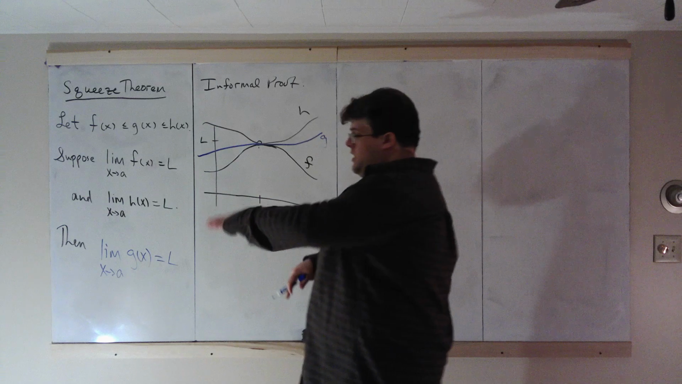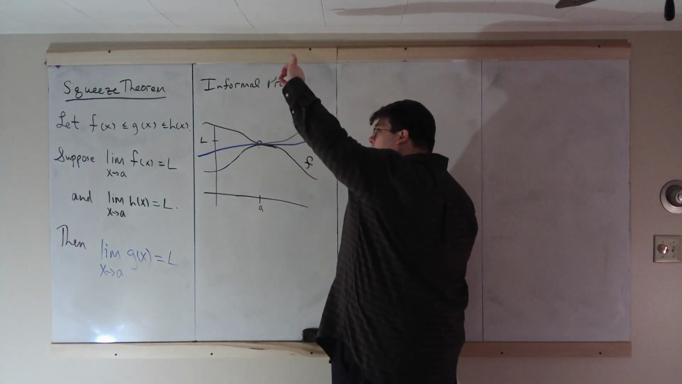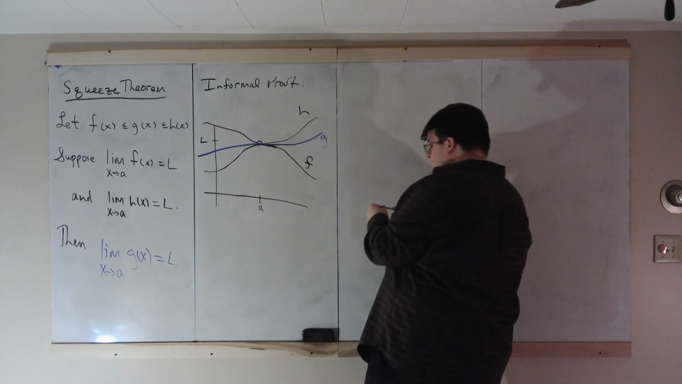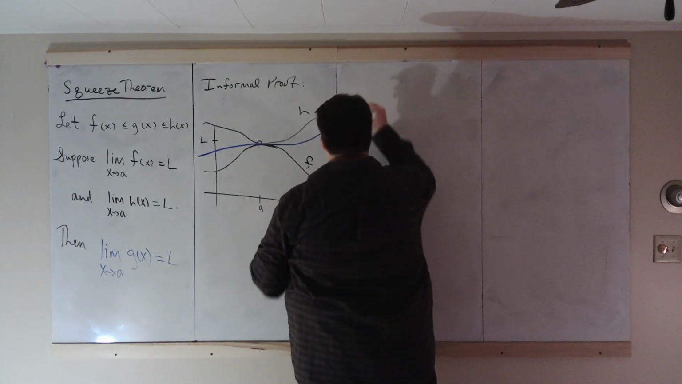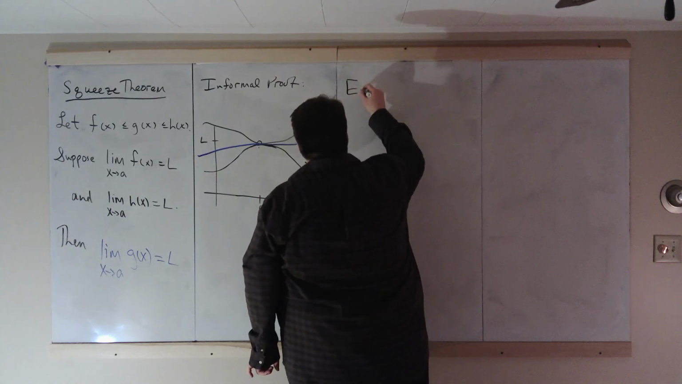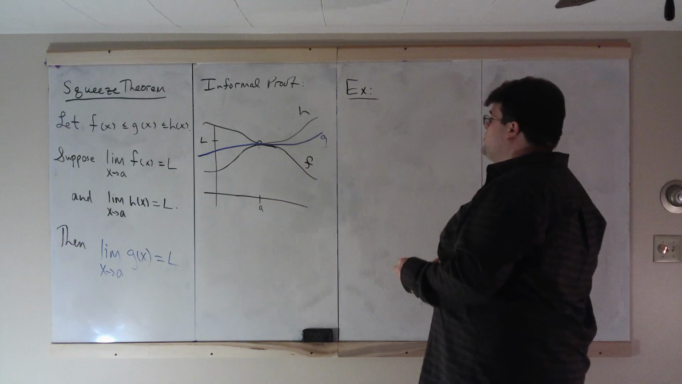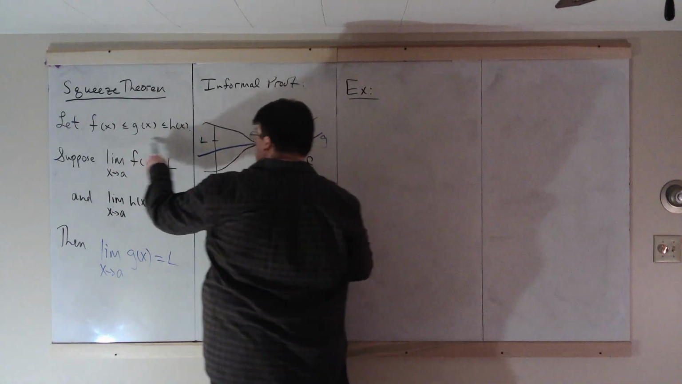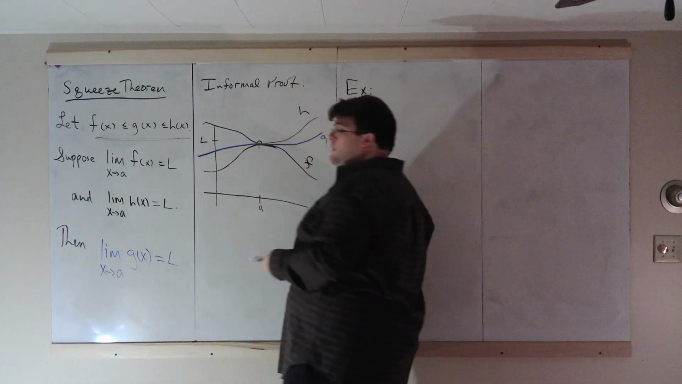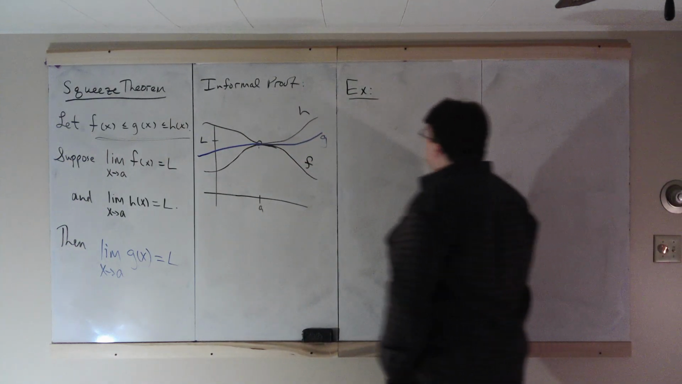So we have 3 stacked functions, you can think of it like that. If what happens on the top is the same as what happens on the bottom in the limit, then what happens in the middle is also the same. And we're going to do 4 examples of this. 2 of them we're going to do algebraically. We're going to set up a Squeeze Theorem string of inequalities algebraically. And in the other 2, we're going to set them up geometrically.